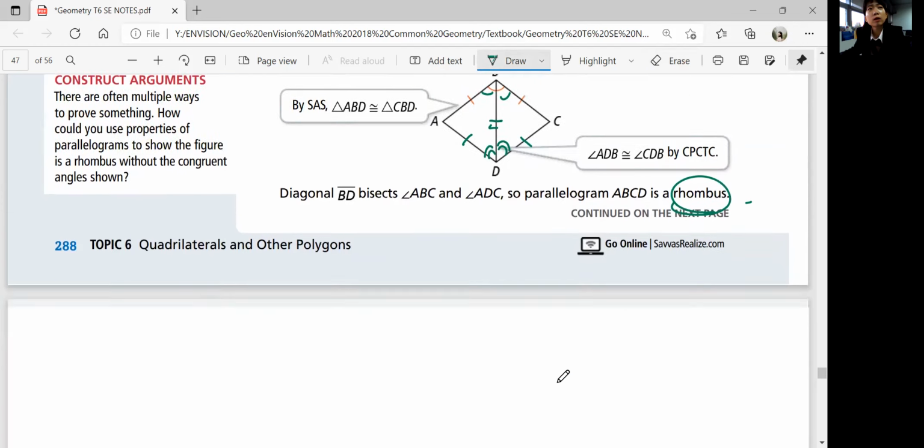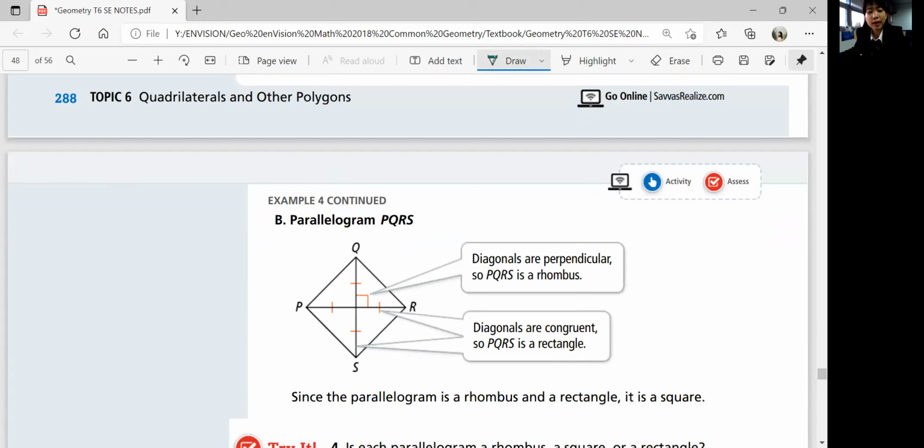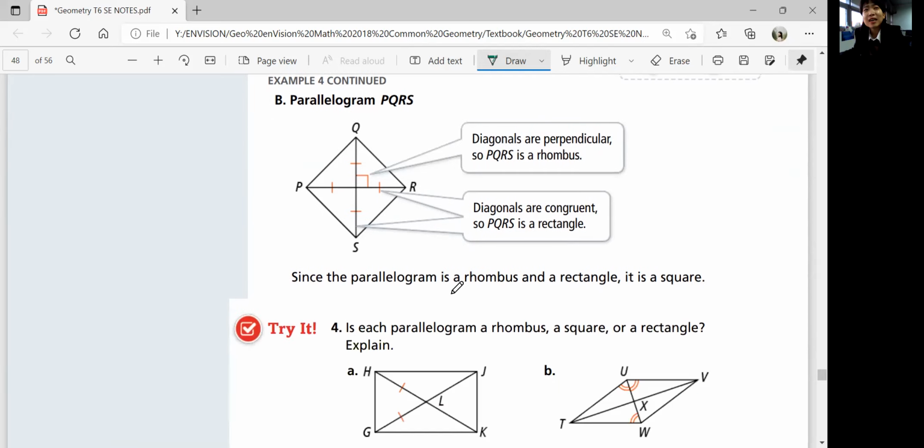What about part B? Parallelogram PQRS. The diagonals are perpendicular, which is given, so it's a rhombus. And the diagonals are congruent, so it's also a rectangle. So it's both a rhombus and a rectangle. What's it called? It's a square. If it's just a rhombus, then it's a rhombus. If it's just a rectangle, then it's a rectangle. If it's both, it's a square. If it's none, it's not a special parallelogram.